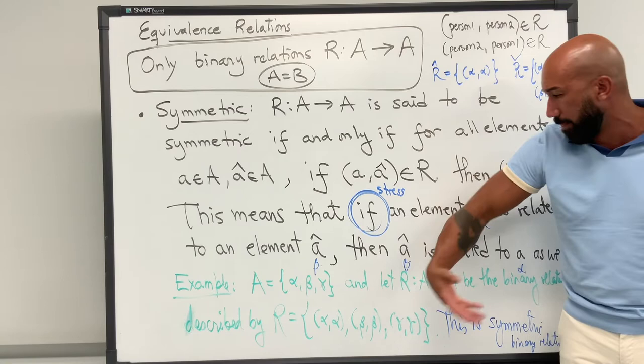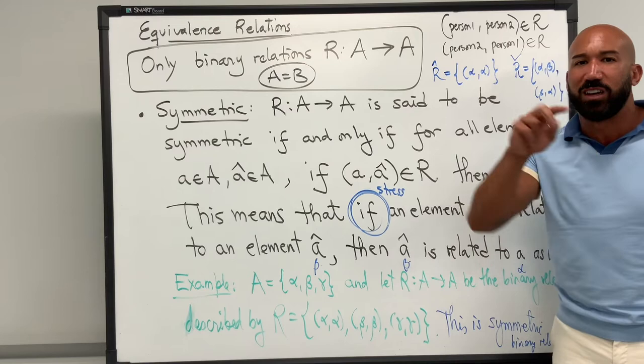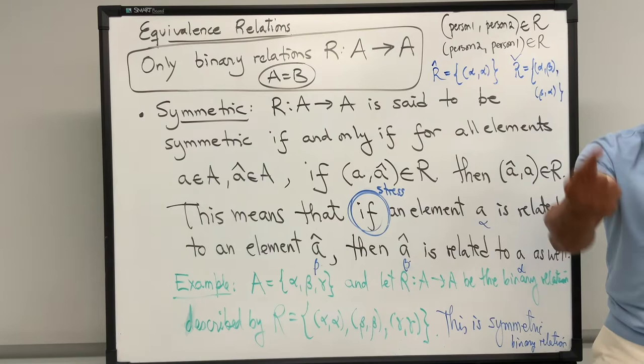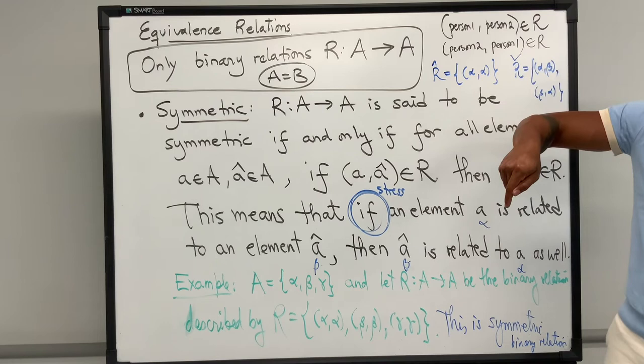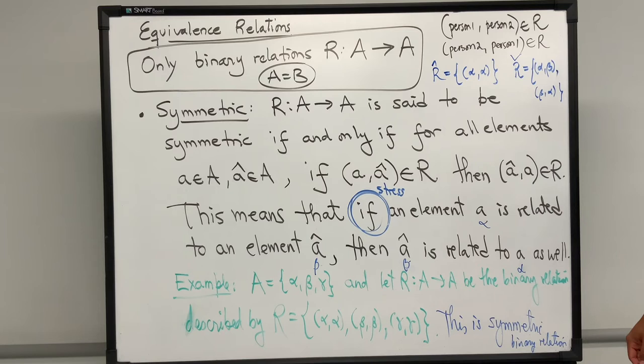When the relation is not symmetric, if we switch the components of one pair and the resulting pair is not there, it suffices to find one such pair for the relation to fail to be symmetric. But if for every pair in the relation, switching the components leads us to another pair of the relation, the relation is symmetric. Is that okay? Good?